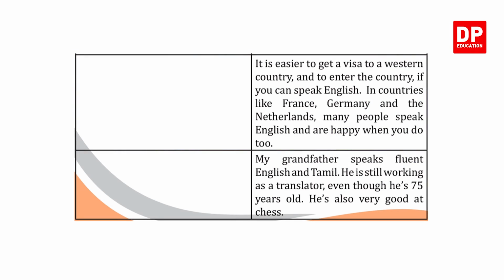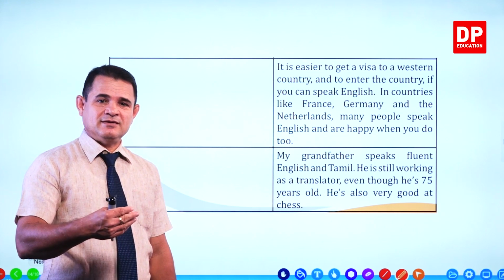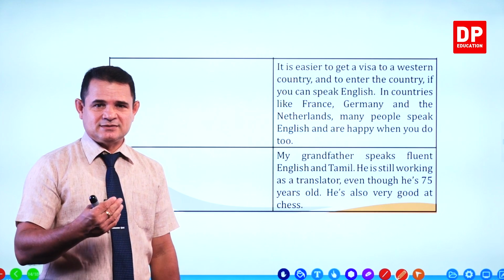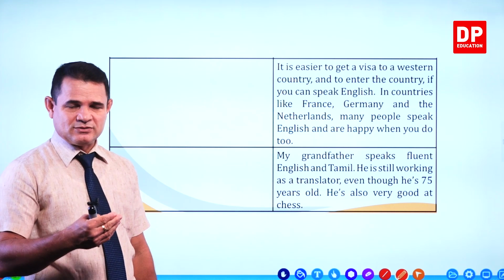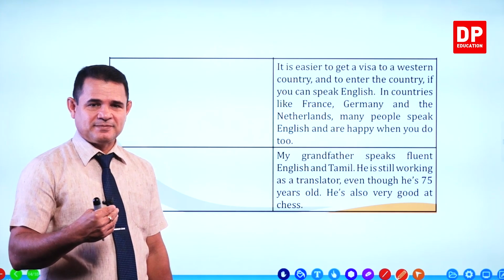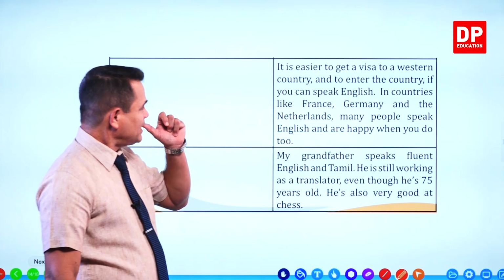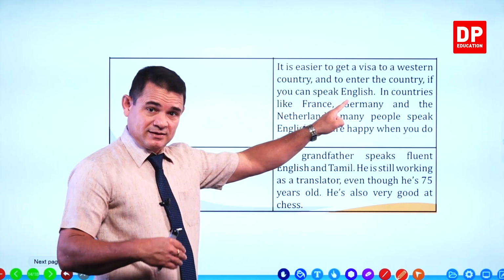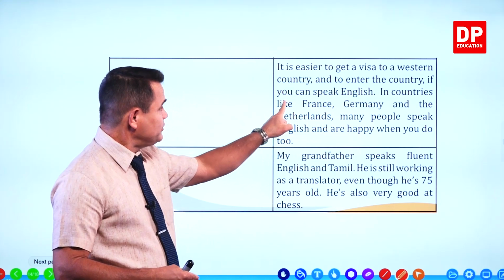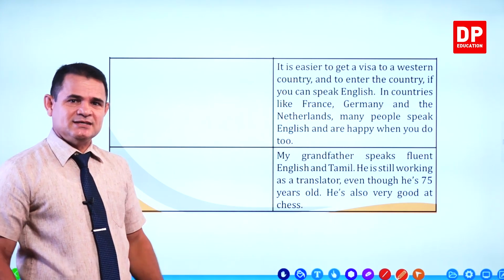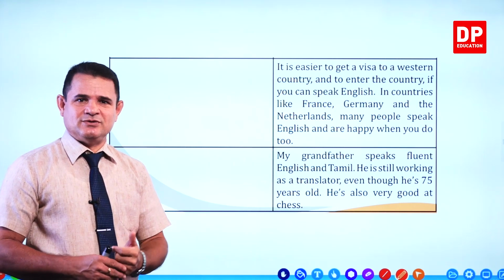Next one. It is easier to get a visa to a Western country. You know visa. Visa means the license to enter a country. You can get a visa easily, and enter the country too, if you can speak English. It is easy to get a visa as well as to enter the country.